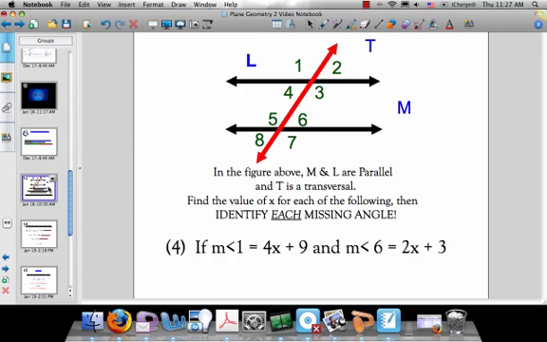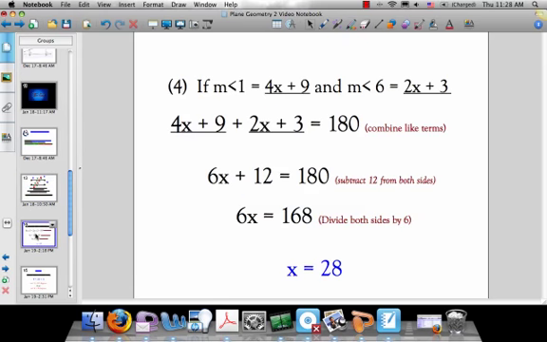I know from my model that angle 1 combined with angle 2 make 180 degrees. And from my vocabulary, I know that angle 2 and angle 6 are congruent by definition of corresponding angles. Angles in the exact same spot, but on two different lines. So because I know angle 2 is the same value as angle 6, that means that angle 1 and angle 6 combine together to make 180 degrees. They're supplementary.